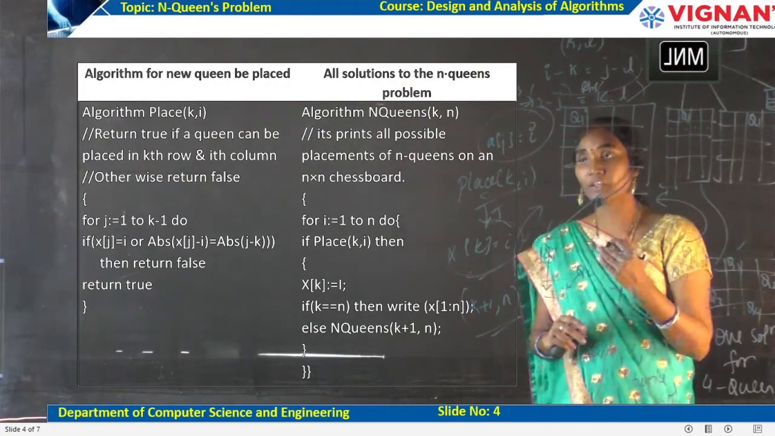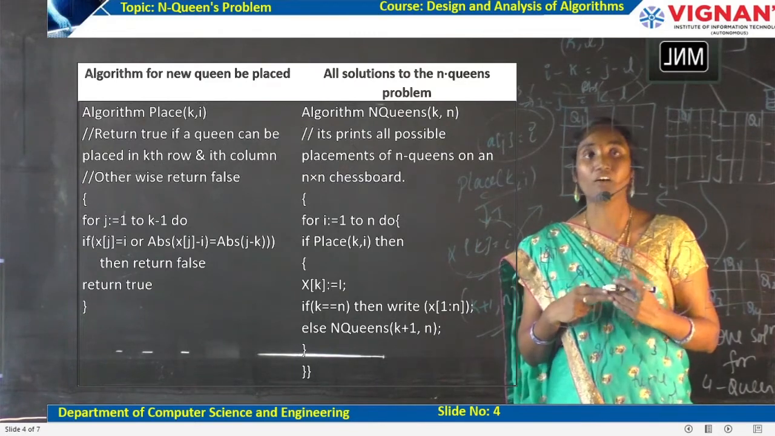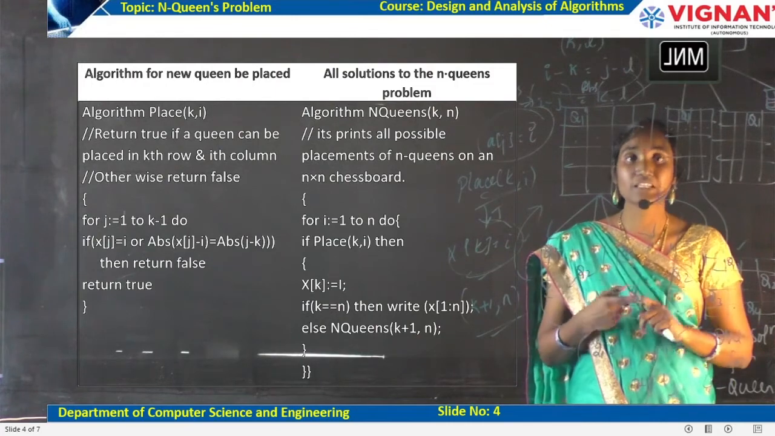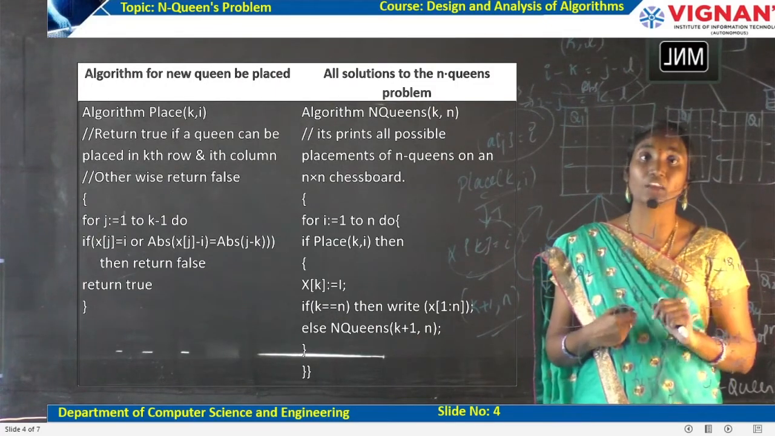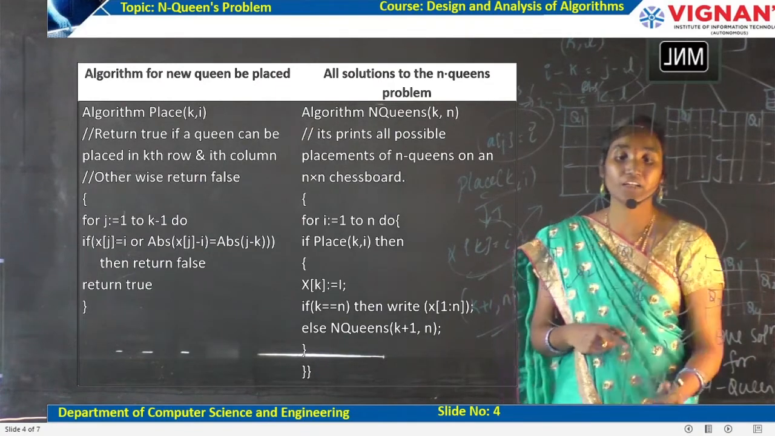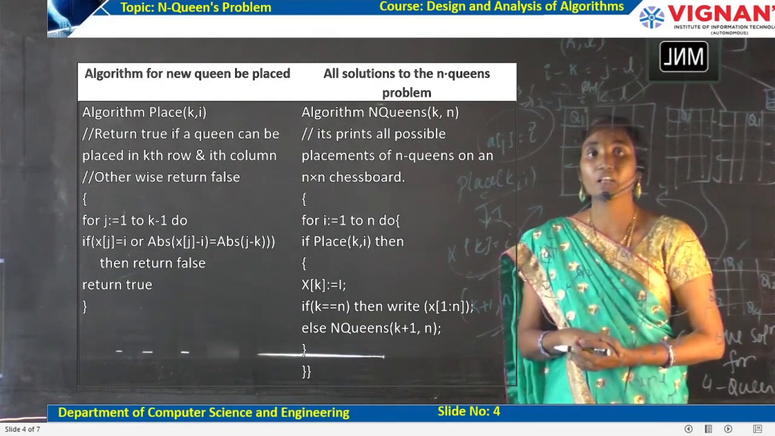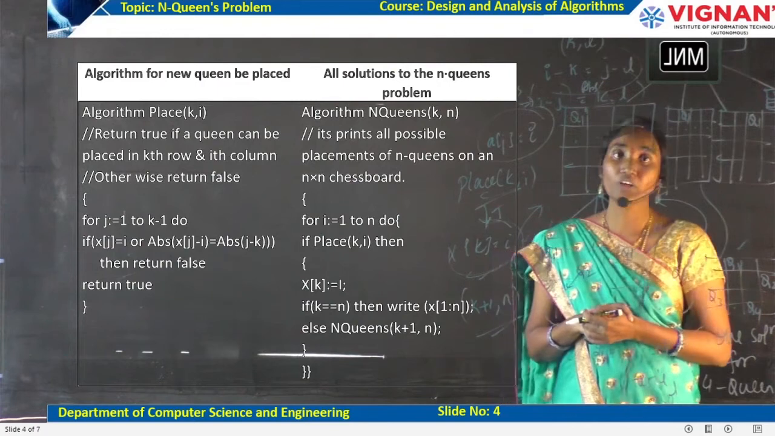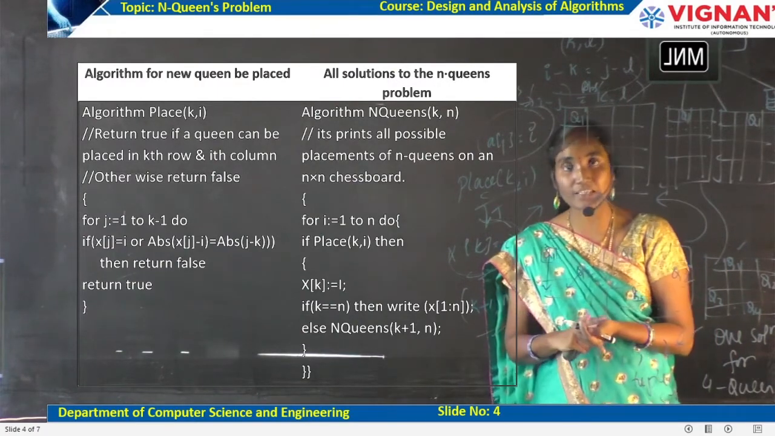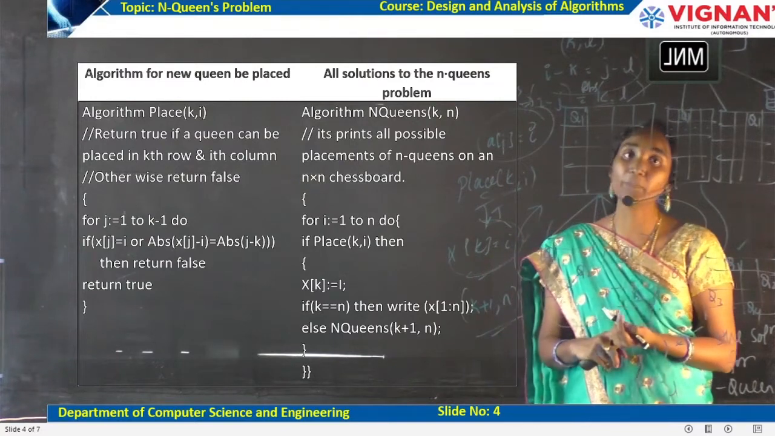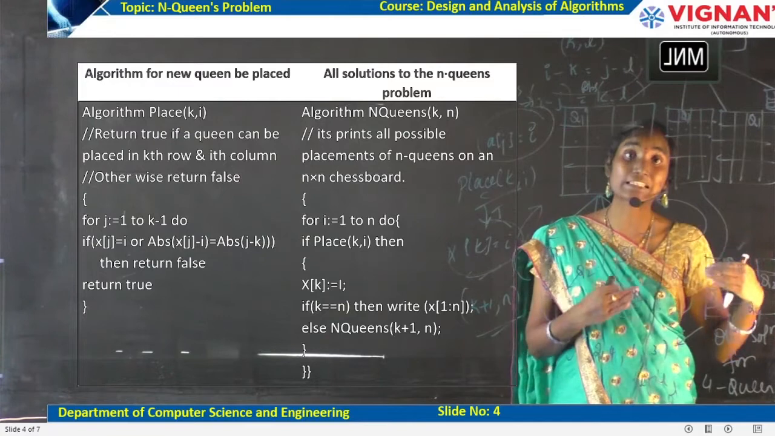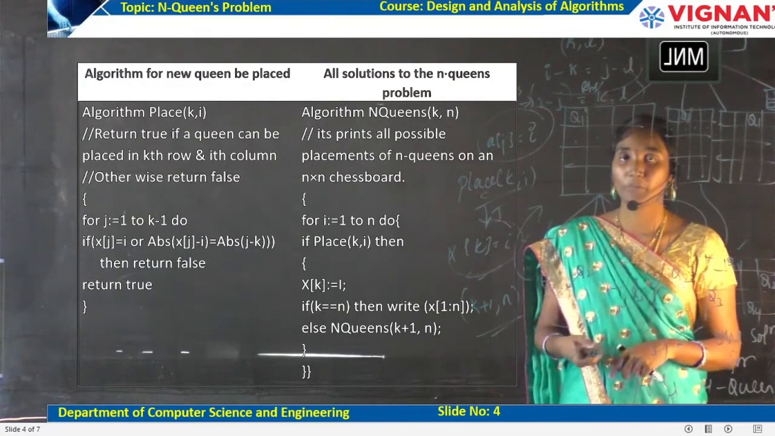After that, when I reach the last row of my chessboard, which is when j is equal to n, I simply write the entire tuple solution, that is write x of 1 to n, right? Otherwise I need to call the same N Queens algorithm with k plus 1 comma n, because there are some rows or queens left in the N Queens problem.